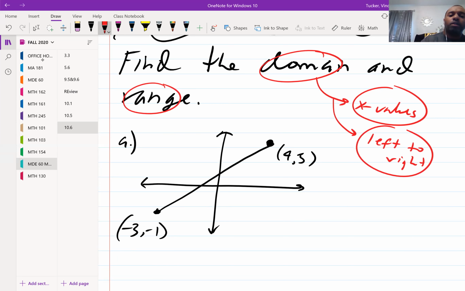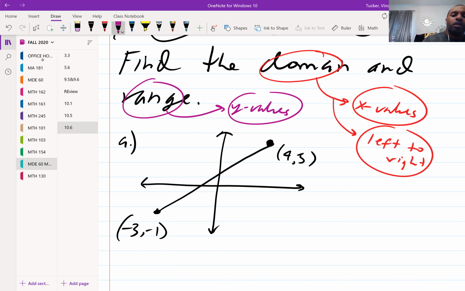Your range, let's make it another color. Y values. And we're talking about down to up. The reason why I say it in that way is you're always going to do your lower value first and then your greater value. So when you look at your x values, you're going from left to right. When you're looking at your y values, you're going from down to up, lower value to higher value.